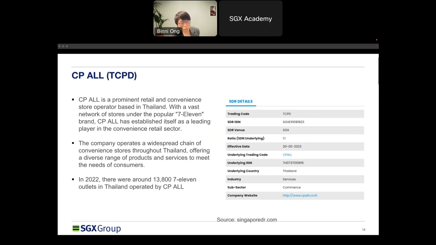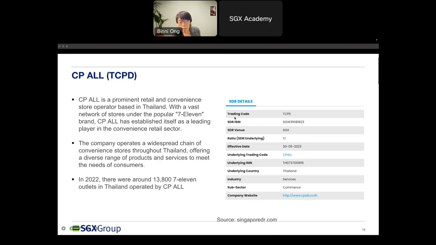13,800. I tried to see how many football fields you can occupy with that, but I'm not too successful in calculating that. But it means that this is a huge number. By looking at CPR, you are investing in a retail and convenience store operator in Thailand that is very, very established. And I personally do not think that 7-Eleven will be gone at all in Thailand, because every time I'm in Bangkok, the first place I go is 7-Eleven.